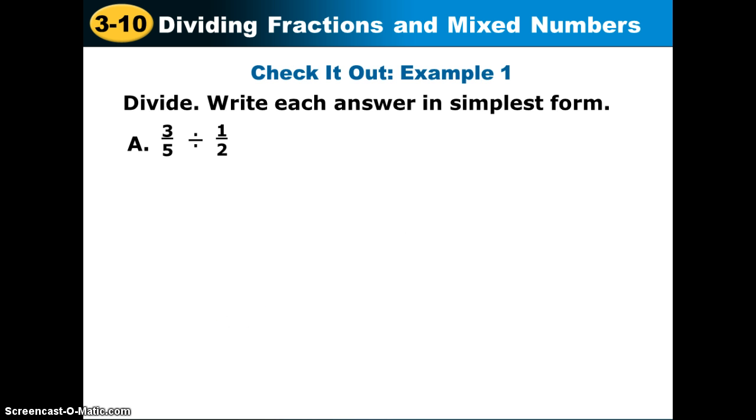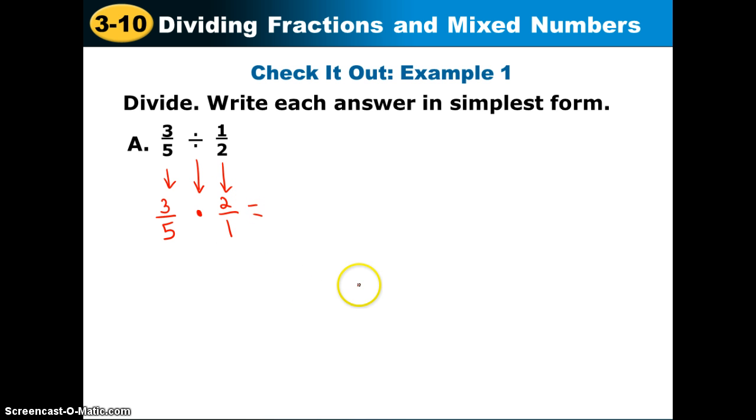My next example is 3/5 divided by 1/2. Again, keep your first fraction the same. It's going to remain 3/5. Change division to multiply. Flip your second fraction, again multiplying by the reciprocal.